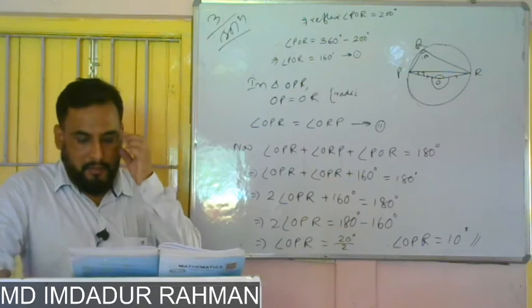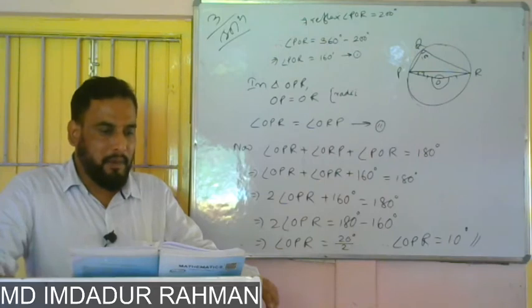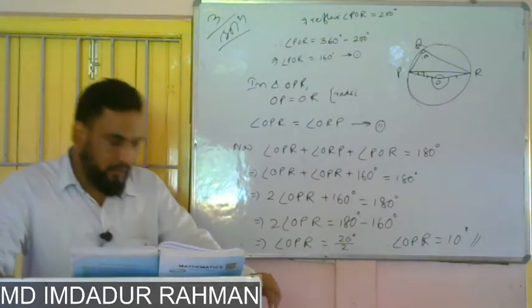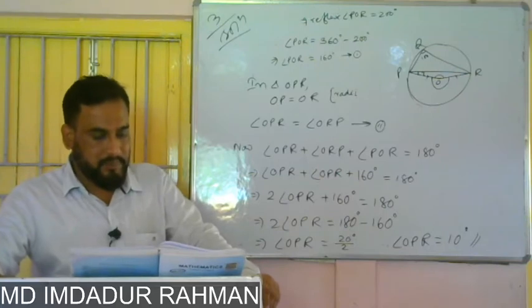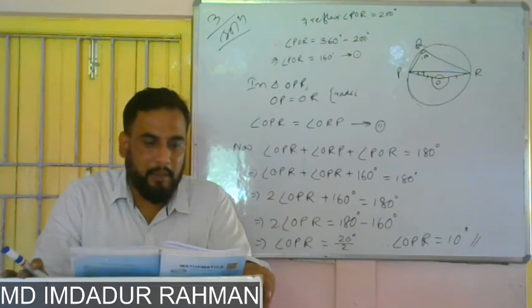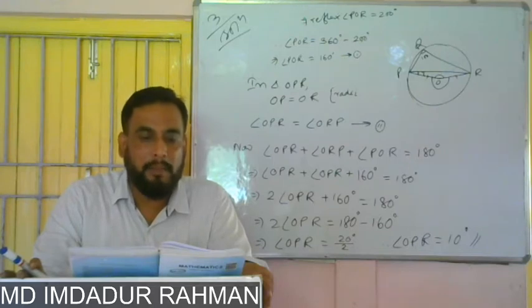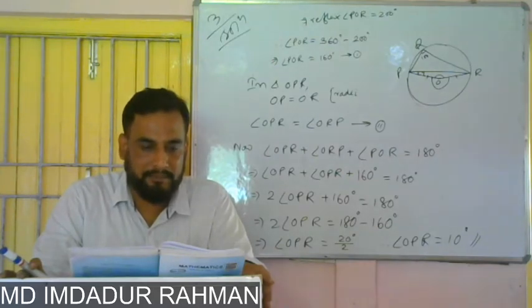Now, the last question of this exercise I will do, and the remaining will remain for your homework. Question number 4. You see, in figure 10.38, angle ABC is equal to 69 degree, angle ACB is equal to 31 degree. We have to find out angle BDC. Just look at the diagram given in page number 208, figure number 10.38.